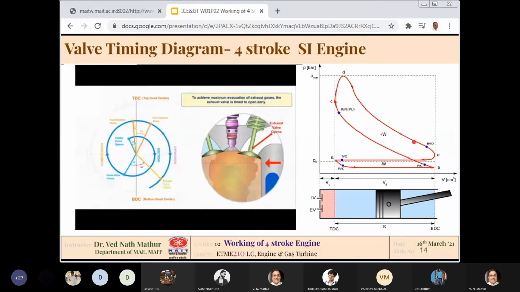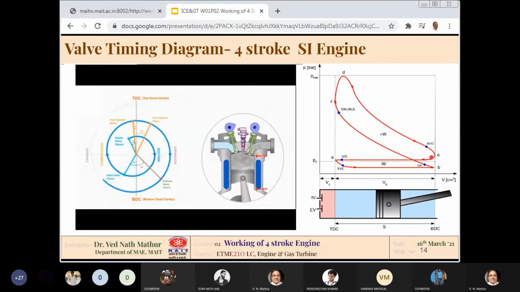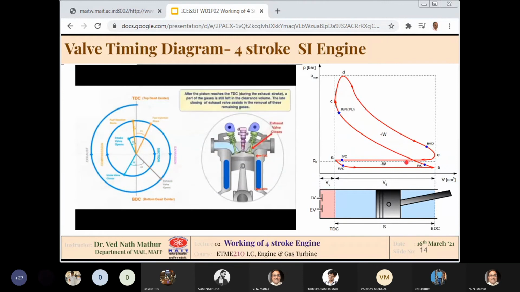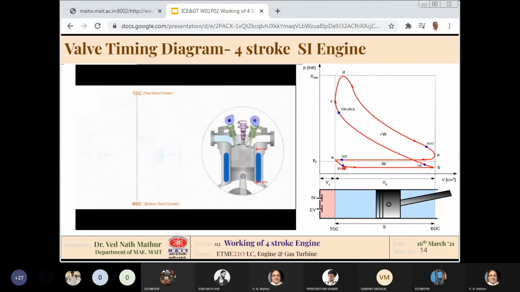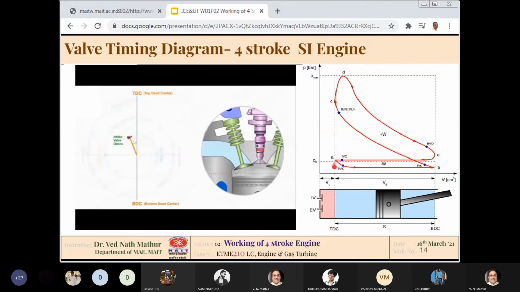And before reaching bottom dead center, the exhaust valve opens. When the exhaust is moving out, the pressure in the cylinder is slightly higher than the atmospheric pressure, and then only the flow will take place from the cylinder to outside. And here the inlet valve opens up for the next cycle, and here the exhaust valve closes for the previous cycle. So this is the valve overlap period.